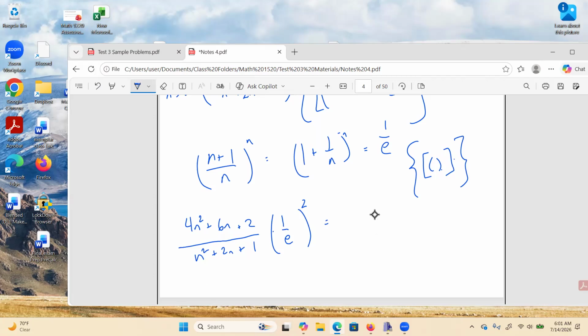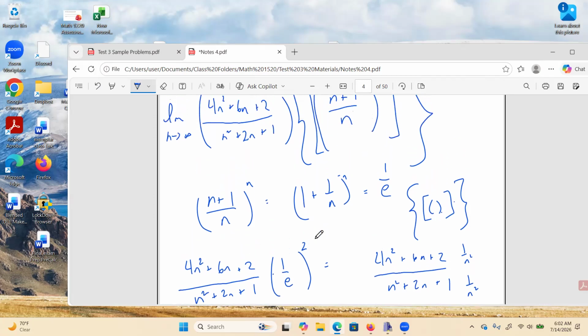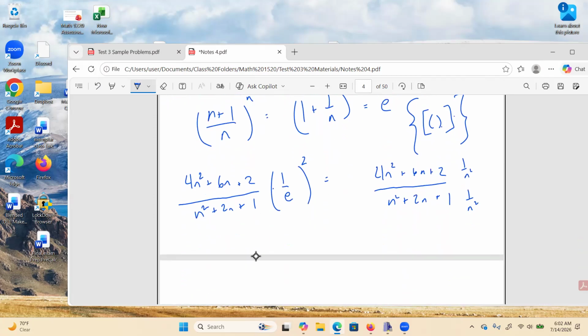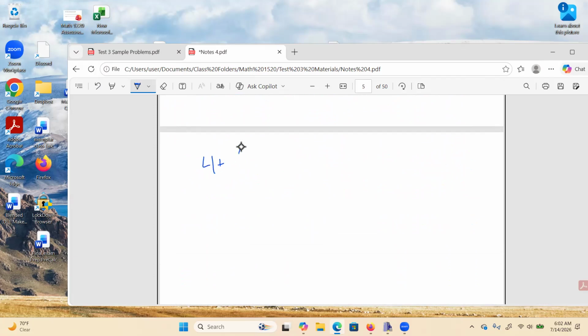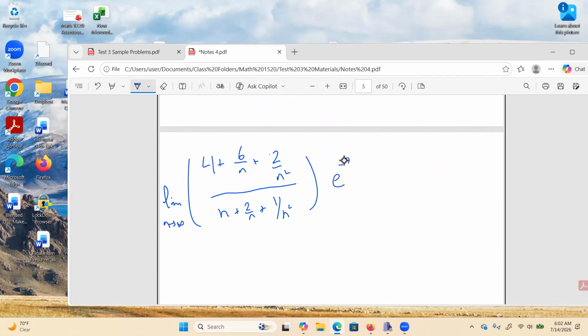So we are looking at 4n squared plus 6n plus 2 over n squared plus 2n plus 1. I'm just going to multiply by 1 over n squared on top and bottom here. So this is going to be 4 plus 6 over n plus 2 over n squared, divided by 1 plus 2 over n plus 1 over n squared. I'm taking my limit now, and here we have an e to the negative 2 sitting here.